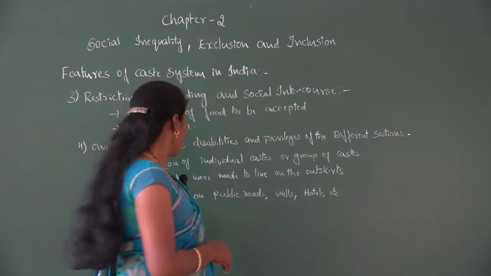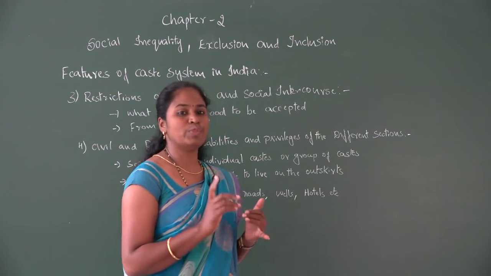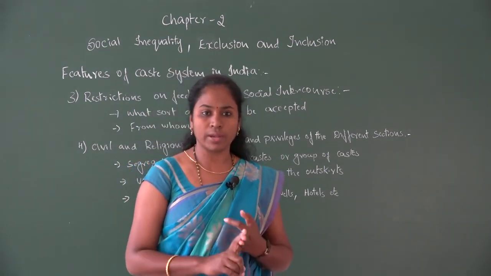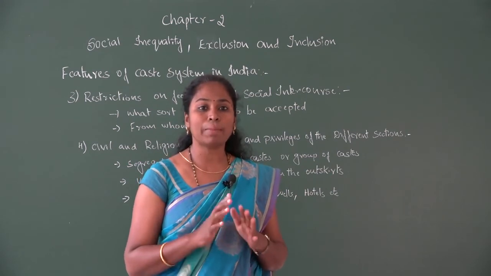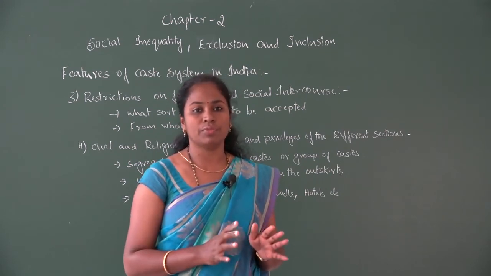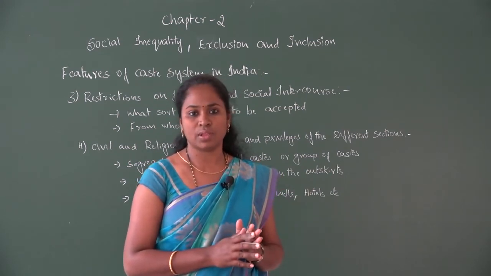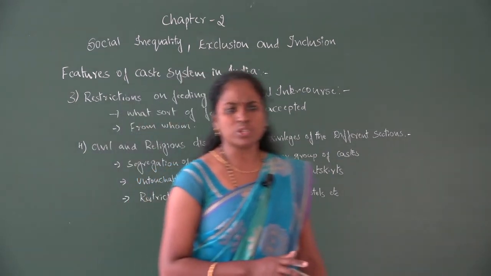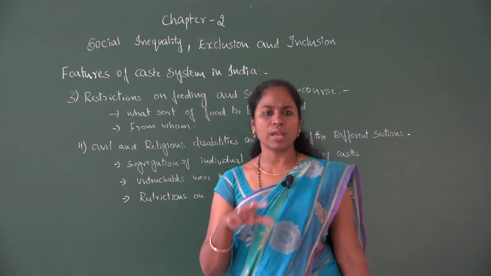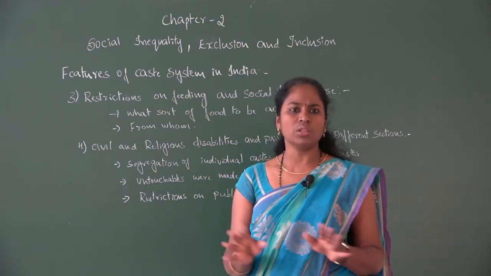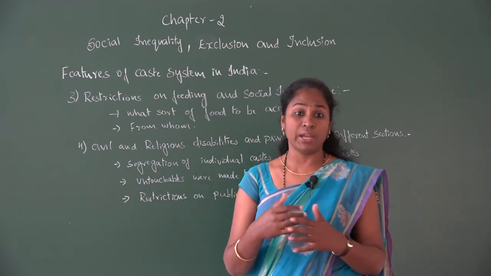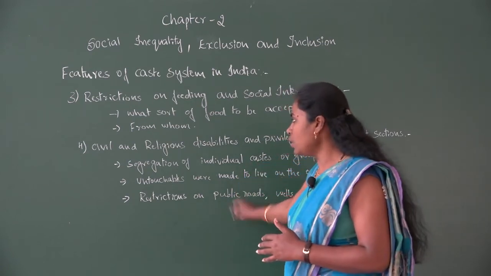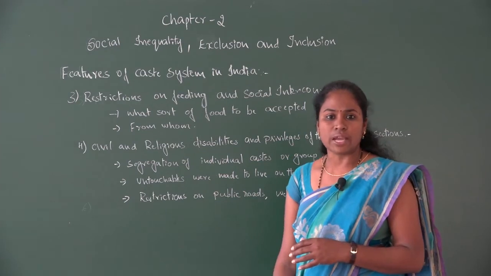And also we could find restrictions on some of the public roads, wells, and also hotels. Like this, public places were prohibited for the untouchables. These were some of the problems which they faced, where they were not allowed to walk freely on the public roads and had to maintain a distance. So there were restrictions for the untouchables in the society.